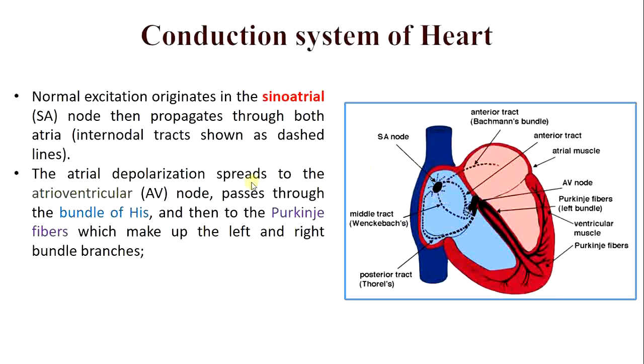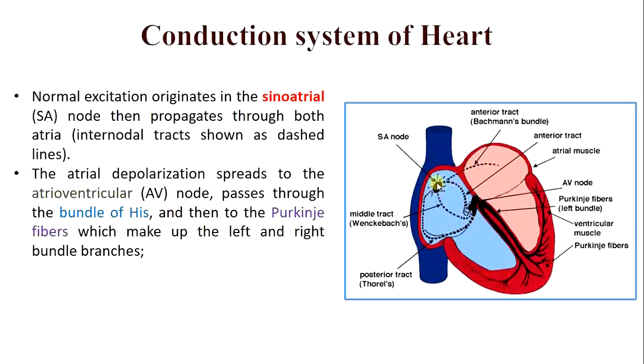We have seen the concept of polarization, depolarization and repolarization. Now the electrical conduction of the heart starts at the SA node, which is also called the natural pacemaker of the heart, where the conduction starts. The atrial depolarization spreads to the AV node. From the SA node it goes towards the AV node. The AV node is the atrioventricular node, you can see over here, and then it passes through the bundle of His, and then it gets to the Purkinje fibers, which make up the left and the right bundle branches.